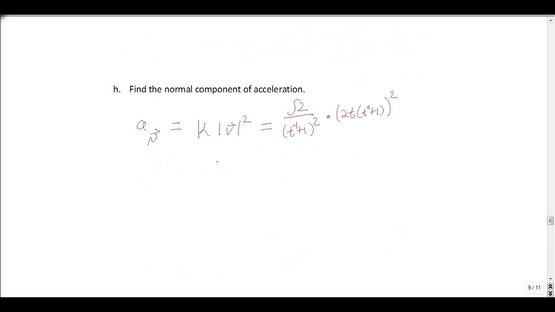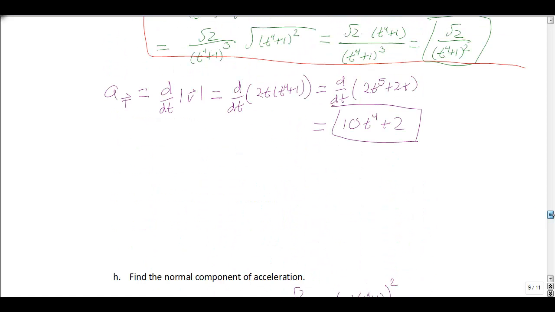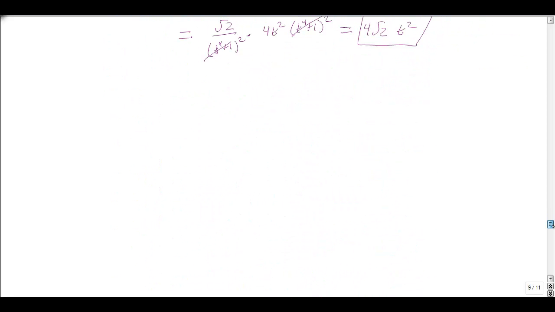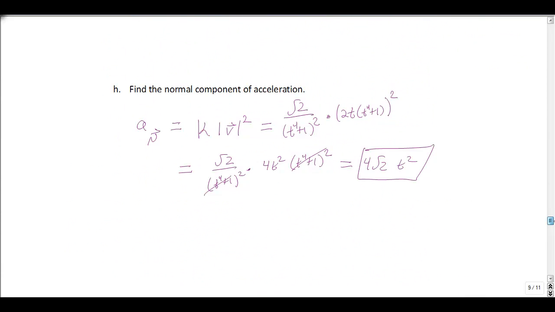And so our normal component of acceleration, let's see, it's square root 2 over t to the 4th plus 1 squared times 4t squared times t to the 4th plus 1 squared. The t to the 4th plus 1 squareds cancel, and I'll get 4 square root 2 t squared. So that's our normal component of acceleration. So that's the last bit here.